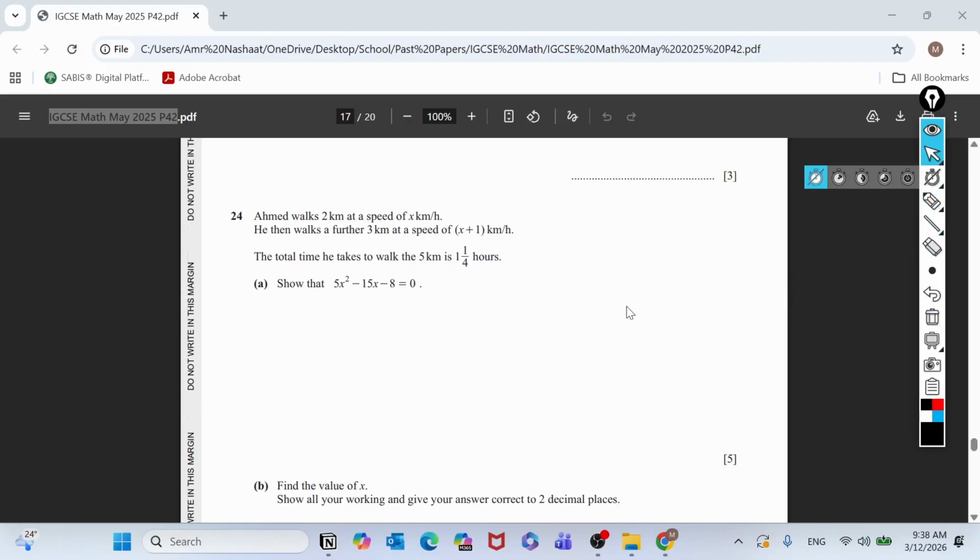Ahmed walks 2 kilometers at the speed of x kilometers per hour. He then walks a further 3 kilometers at the speed of x plus 1 kilometers per hour. Show the total time it takes to walk 5 kilometers is 1 and 1/4 hours. Show that 5x squared minus 15x minus 8 equals 0.